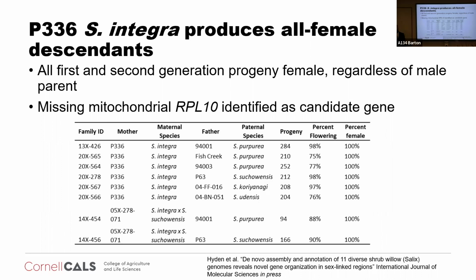Moreover, RPL10 actually shows very high levels of expression in pollen in Arabidopsis and a couple other species. So taken together, this emerges as our most likely candidate right now for being responsible for this all-female inheritance across multiple generations. Now, we still need to functionally validate it, but this is a very unusual inheritance mechanism that we're able to elucidate with some of these whole genome sequences.